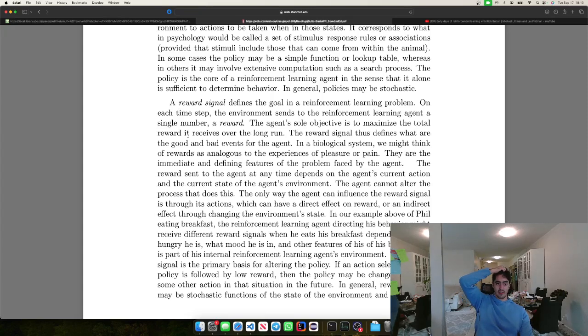The reward sent to the agent at any time depends on the agent's current action and the current state of the agent's environment. The agent cannot alter the process that does this. The only way the agent can influence the reward signal is through its actions, which can have a direct effect on reward or an indirect effect through changing the environment's state.